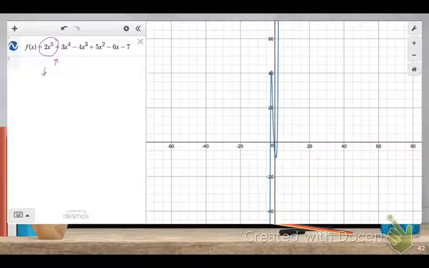I also remember some of the rules that I've learned, and I can tell that there is one sign change here, then I have another sign change here, and another sign change here, right? So that tells me, since there are 3 sign changes, that we will have 3 zeros, right?